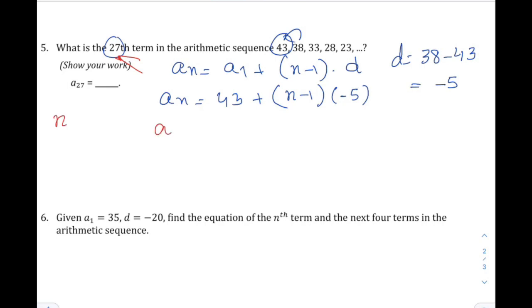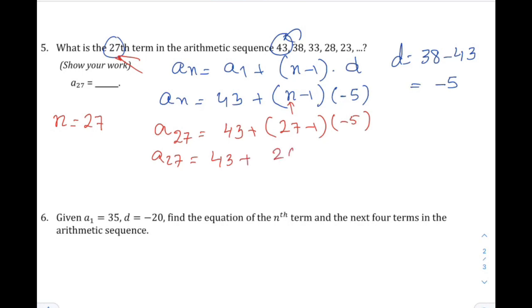So you can replace n by 27 here. So a27 is 43 plus n replaced by 27. And this will be a27 equals 43 plus 27 minus 1, which is 26, times minus 5. We'll multiply 26 times negative 5, which is negative 130. And we will add 43, it will be minus 87. This is term number 27. So n will be replaced by the required term.